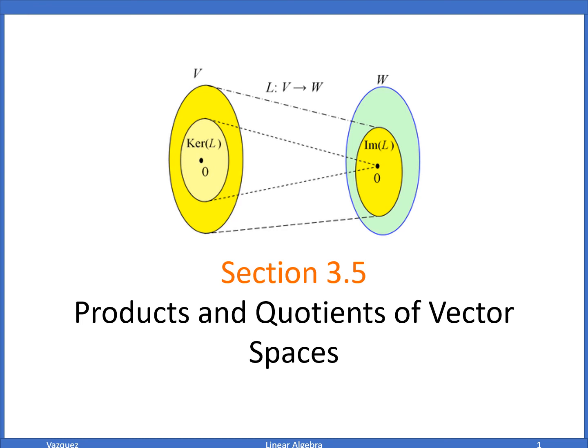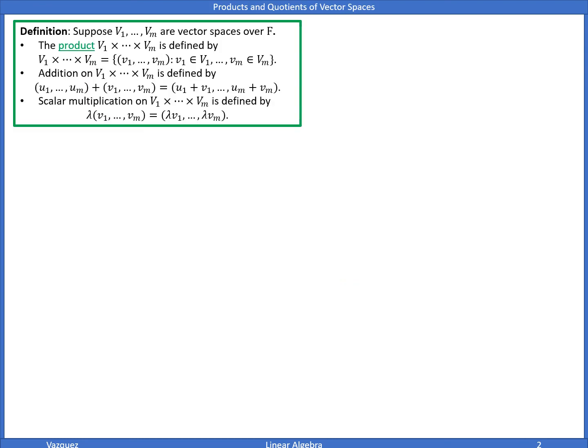So we'll start with products and quotients of vector spaces. First, what a product is. Suppose V1 to Vm are vector spaces over F. Then the product, and you may have seen this before, you might be familiar with this from other classes, is the product V1 to Vm. And we just define it like this. Every Vj corresponds to their vector space, as it says here.